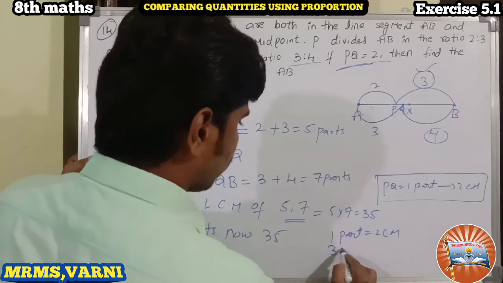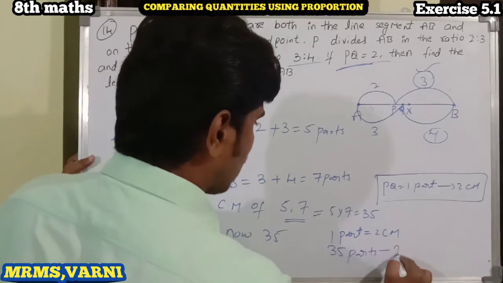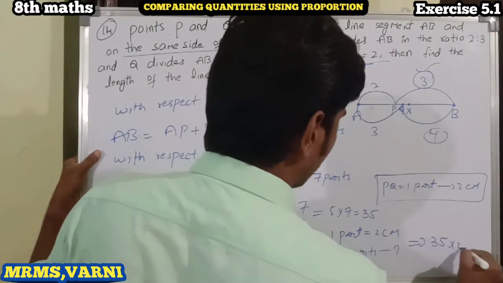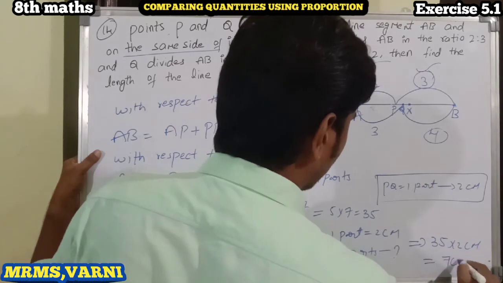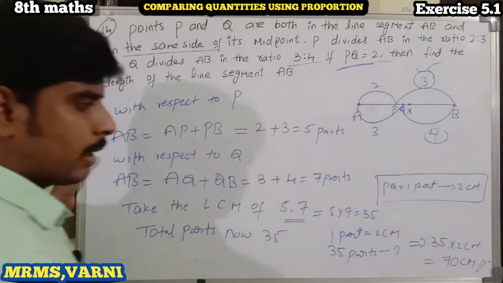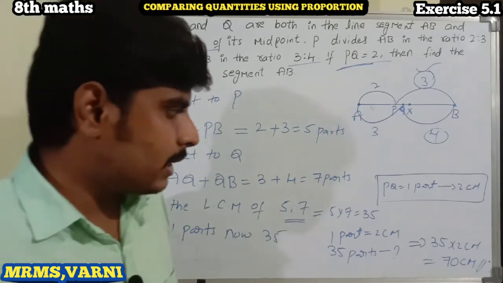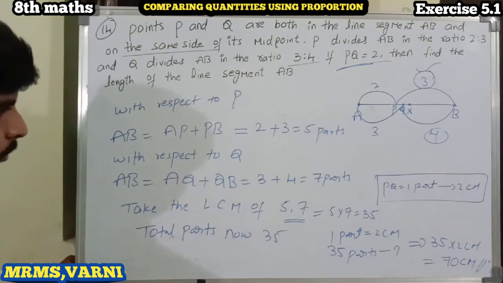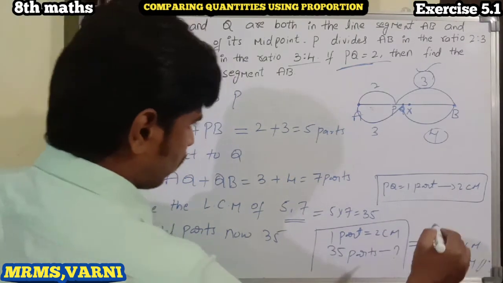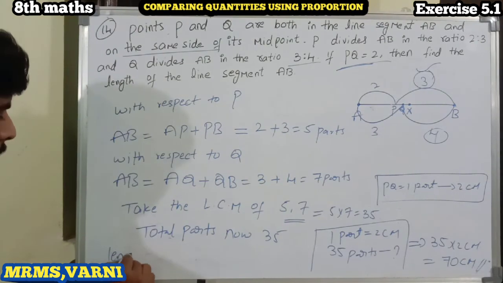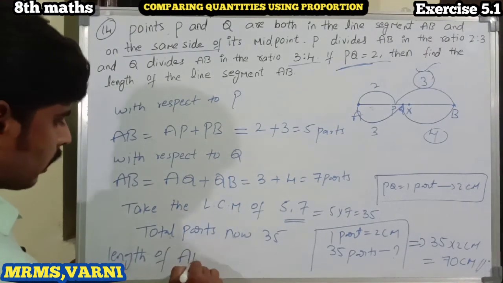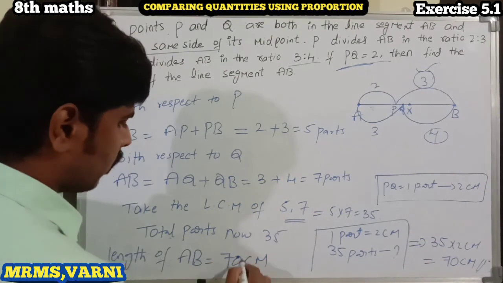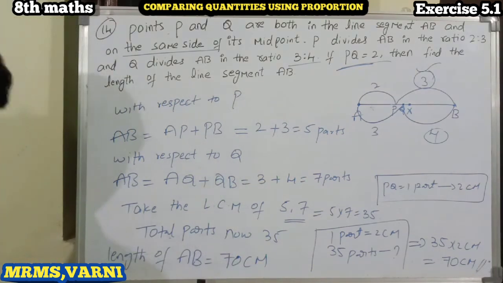For 1 part it is 2 centimeter, so for 35 parts, how much? We calculate this as 35 into 2 centimeter, that is nothing but 70 centimeters. So now we got 70 centimeter as the length of AB. So the length of AB is equal to 70 centimeter. Remember the procedure.